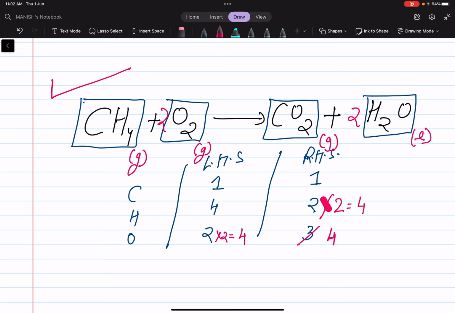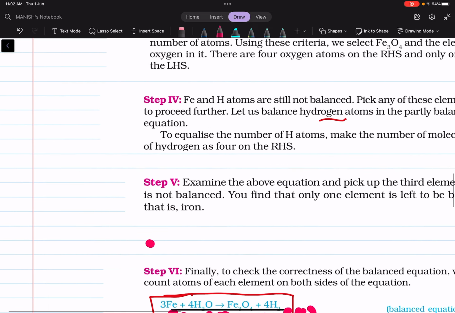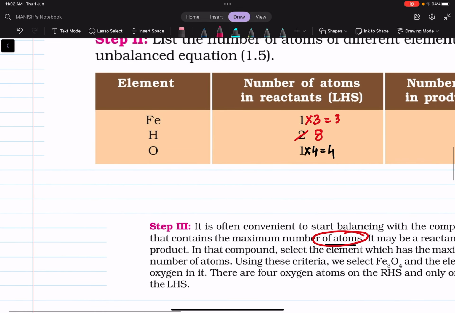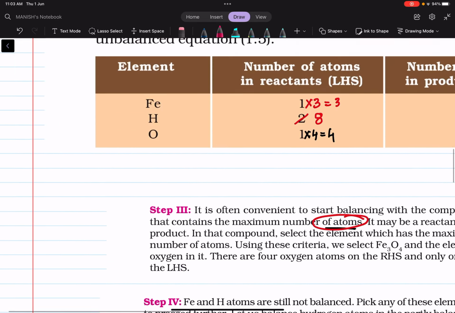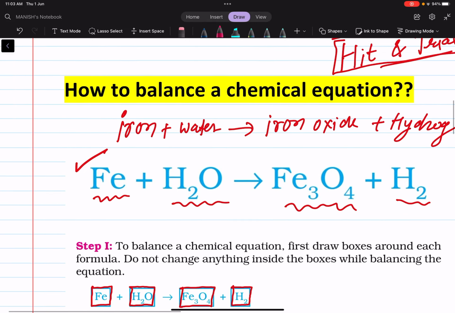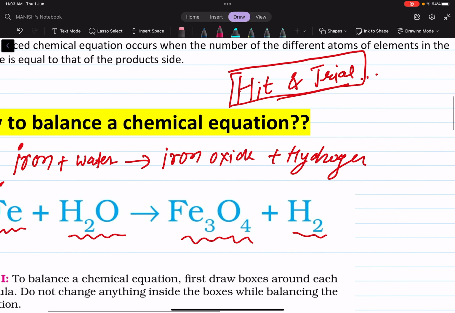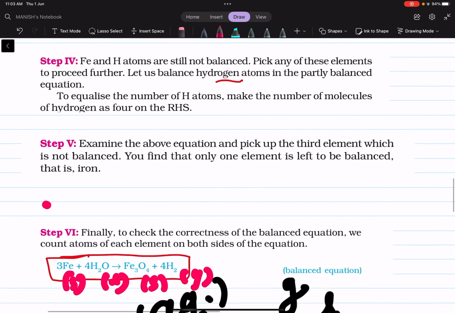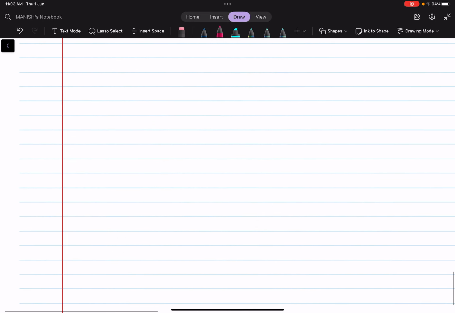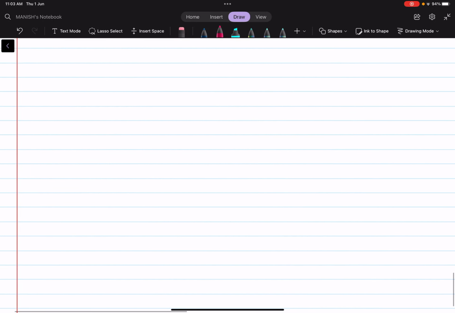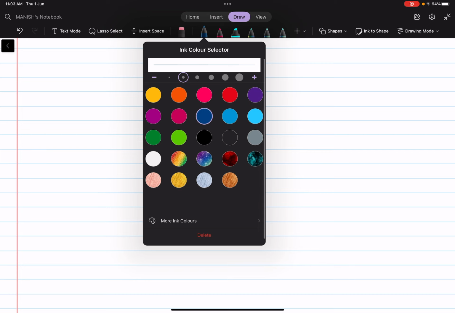I hope you have understood the procedure of balancing very well. Again, I'm saying that these steps are just for practice purpose. Again, whenever you balance, it is always a hit and trial method. So I'm giving you one equation for the homework. Try to balance this equation.